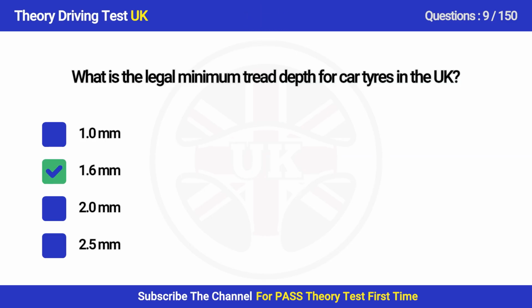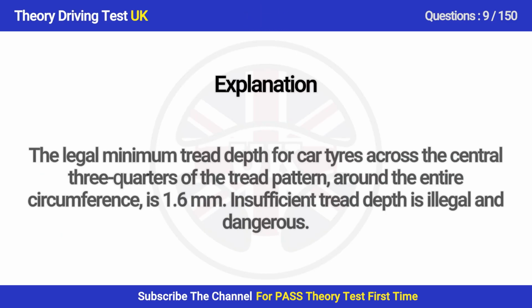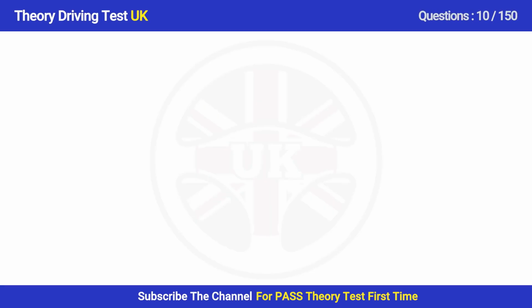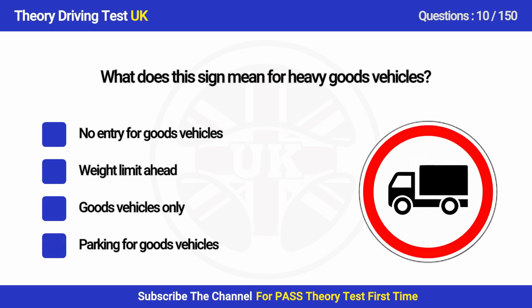Answer is B, 1.6 mm. The legal minimum tread depth for car tires across the central three-quarters of the tread pattern, around the entire circumference, is 1.6 mm. Insufficient tread depth is illegal and dangerous. Question 10. What does this sign mean for heavy goods vehicles? A. No entry for goods vehicles. B. Weight limit ahead. C. Goods vehicles only. D. Parking for goods vehicles.